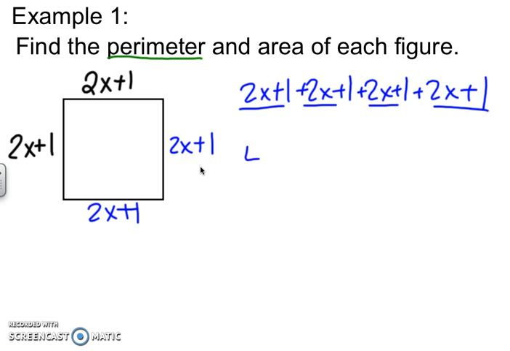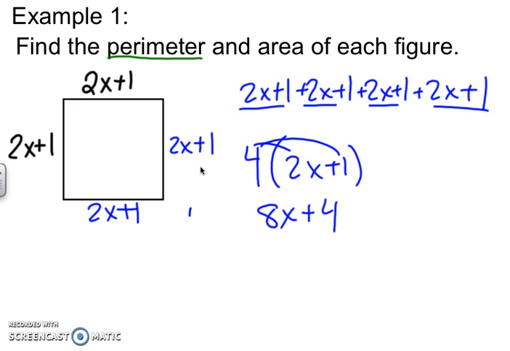Or what you could do is say, I have 4 times (2x plus 1). This one's going to be a lot quicker. So I'm going to distribute. Now we get 8x plus 4. So this right here is my perimeter.